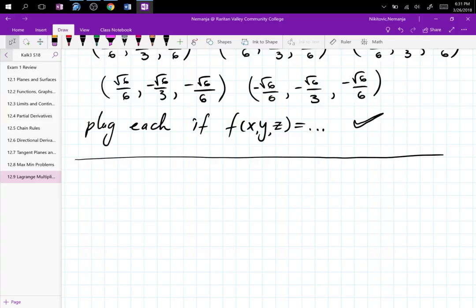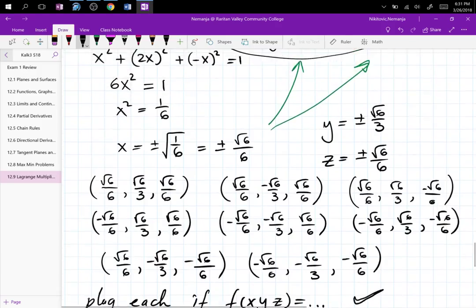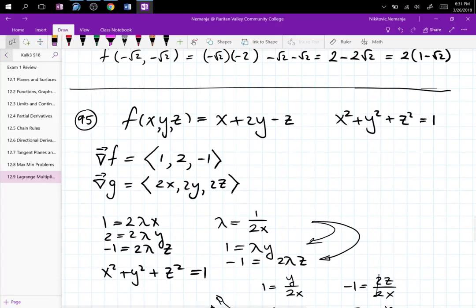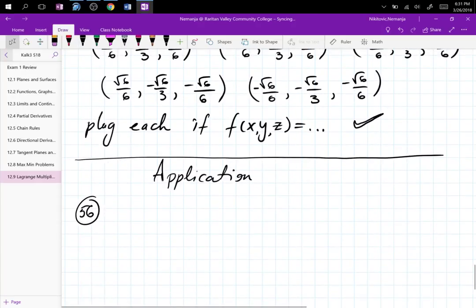So this is cool. So now let's go to application. The first problem on your project is going to be something of this sort. It's not a temperature, but problem 56 from the book. By the way, problem 95 was from the chapter review, not from the section. The problem that I'm doing now is from the 12.9 section homework.